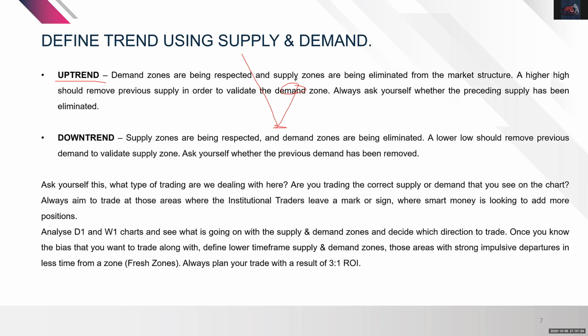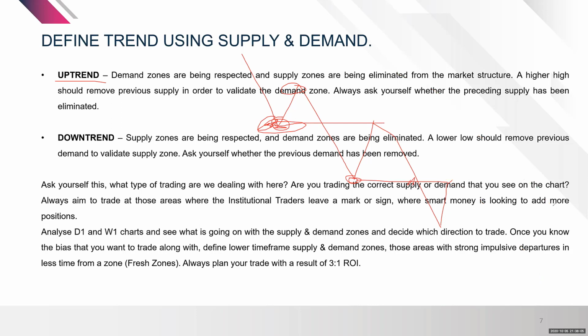Then when price comes and rallies past it, this demand is now violated. And then we have a new low formed here. When price comes back to this old low here, you look to be a what? A seller. Okay? And then this one also gets eliminated here. So when price comes back up here, you look to be a seller. That defines a downtrend.